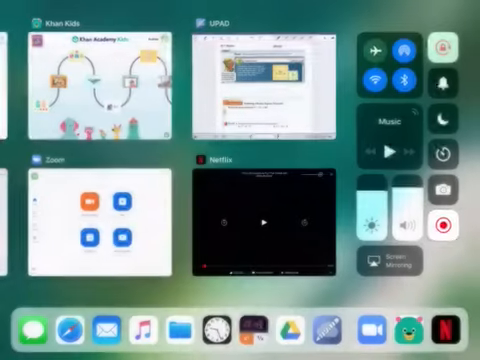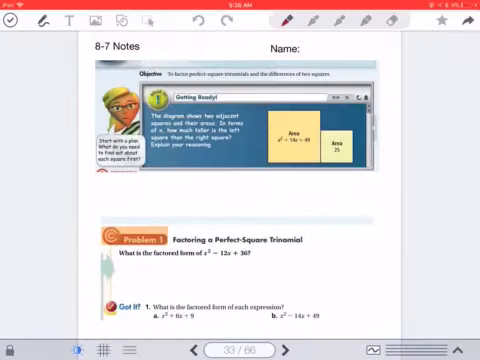All right, guys, we are moving on to 8-7. So 8-7 is factoring perfect square trinomials or difference of squares. It says the diagram shows two adjacent squares and their areas. In terms of x, how much taller is the left square than the right square?